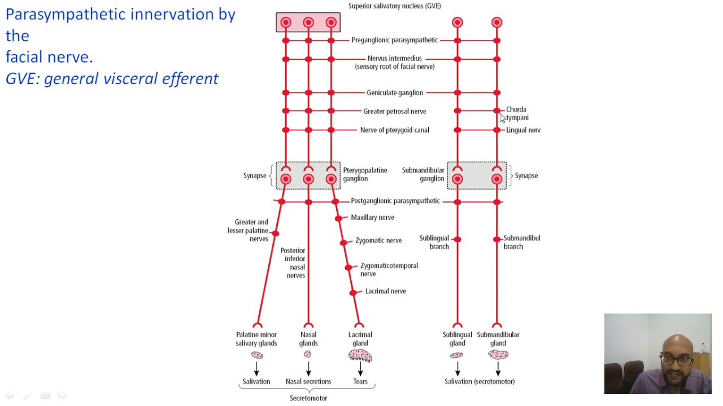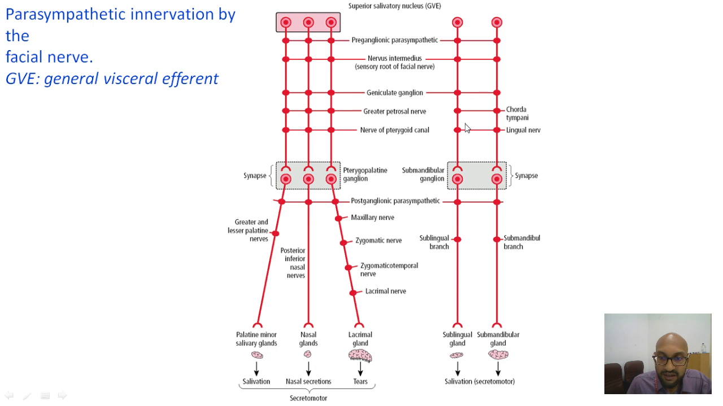Beyond that, from the vertical part of the facial nerve, you get the chorda tympani nerve, and this chorda tympani nerve comes out of the petrotympanic fissure, joins the lingual nerve in the infratemporal fossa, and through the lingual nerve it goes and gives fibers that synapse with the submandibular ganglion, and from there it directly gives branches to innervate the submandibular gland.